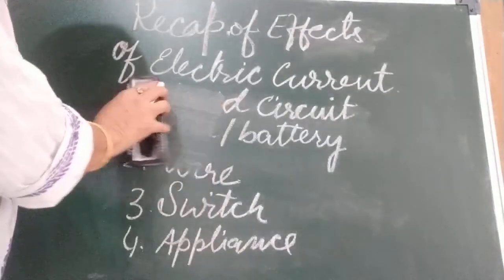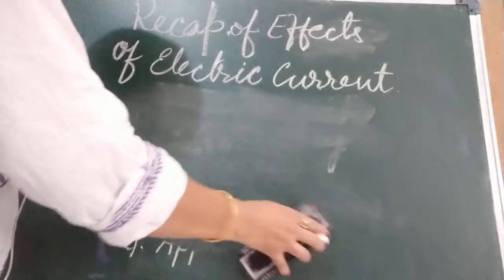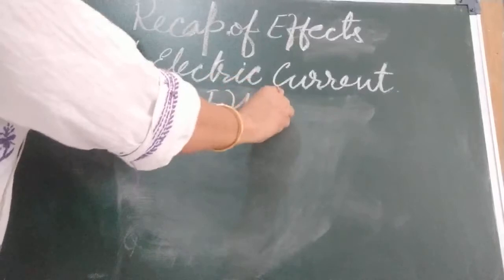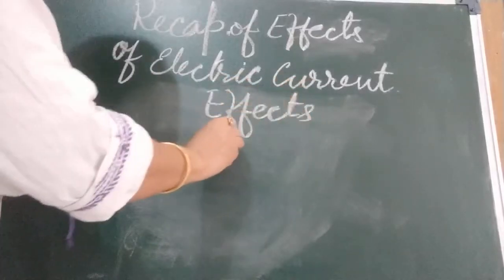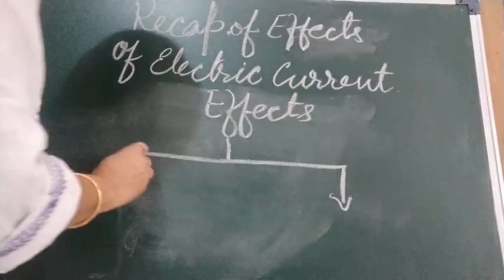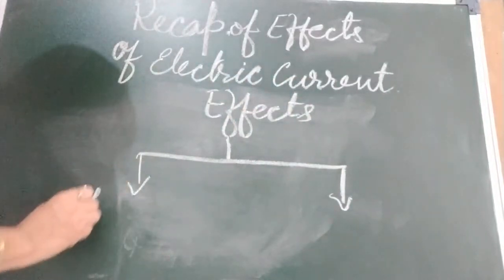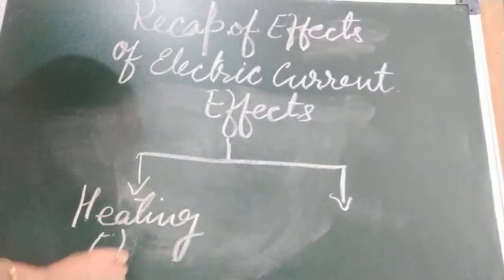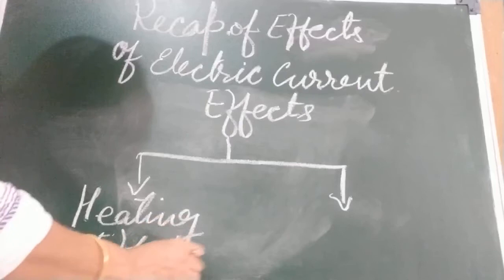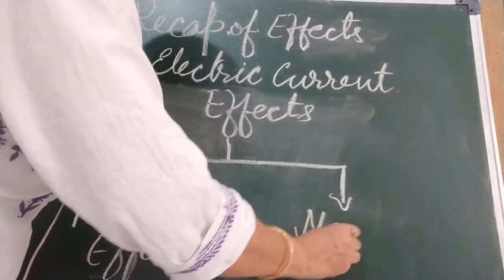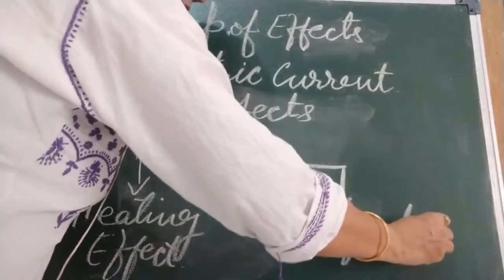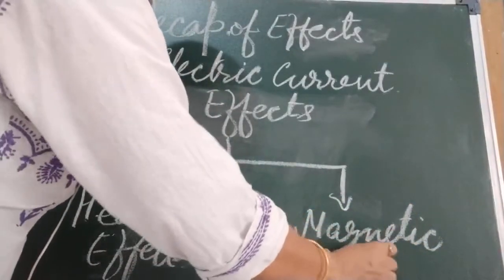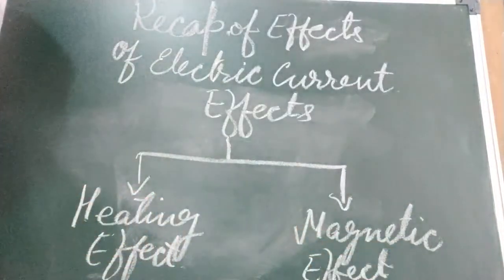Now children, after this we are going to discuss effects. There are two effects of electric current. One is heating effect of electric current, and the other is magnetic effect. Now we are going to discuss this in detail.